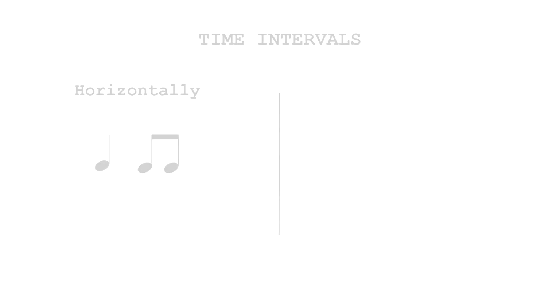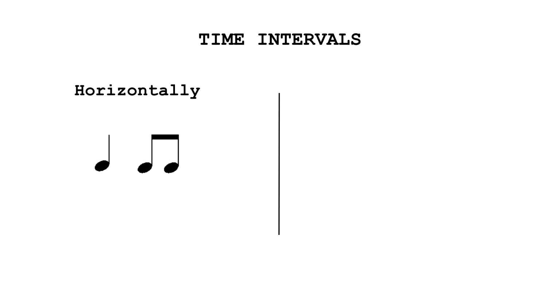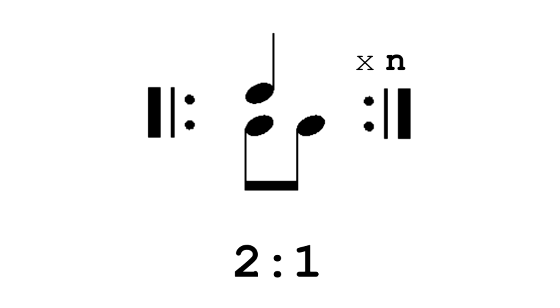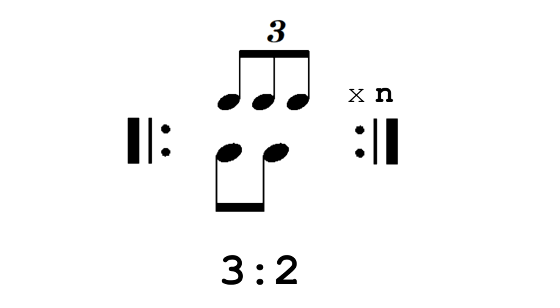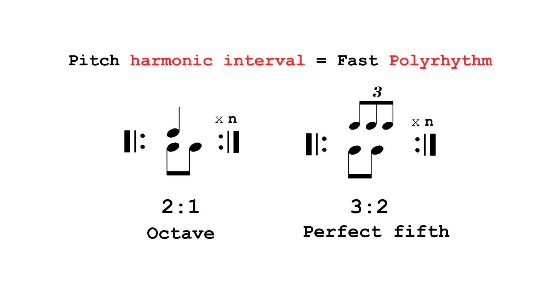You may analyze time intervals horizontally or vertically in the same way as with pitch intervals, because they're closely related to each other, and I mean really close. If you have these 2 simultaneous figures, you got the same ratio as the octave pitch interval. If you have these 2 simultaneous figures, you got the same ratio as the pure perfect 5th pitch interval.